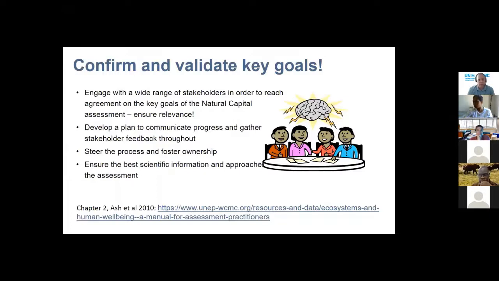as much as possible. And this is really also going to help to not only steer the process, but also foster ownership of the assessment process and hopefully stimulate the uptake of the results of the assessment and get it into decision making. And also that stakeholder engagement process is a key part of helping to ensure that we have the best scientific information and approaches used in the assessment.